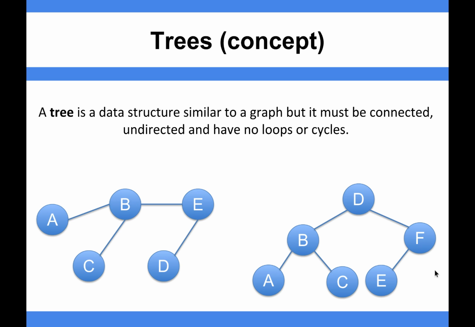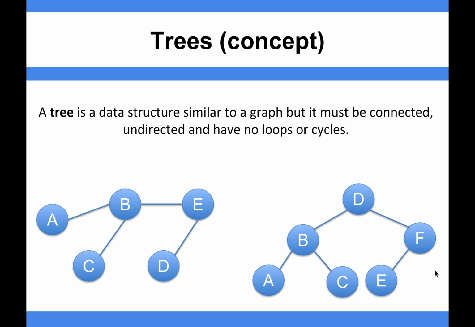It must be undirected, which means there's no direction attribute between two objects that are traveling in certain directions. And finally, it must have no loops or cycles. If it's got a loop or a cycle, it can't be represented as a tree.